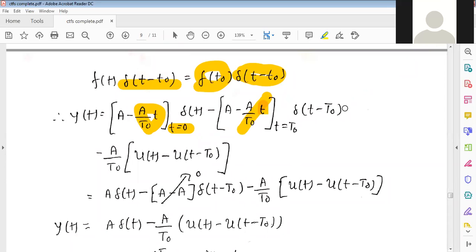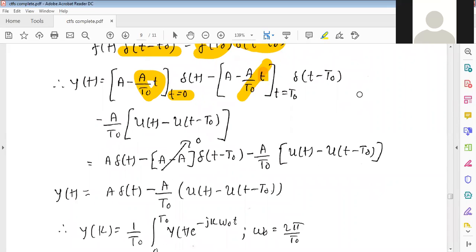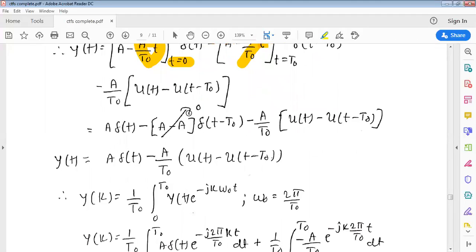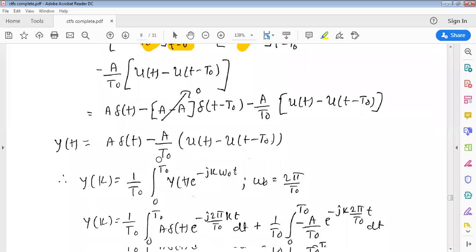So when I simplified this one, these terms get cancelled. Second term gets cancelled here. Okay, and I have A into delta of t minus A by t naught into u of t minus t naught. This function I got. Second function completely gets cancelled. Now this is your y of t.